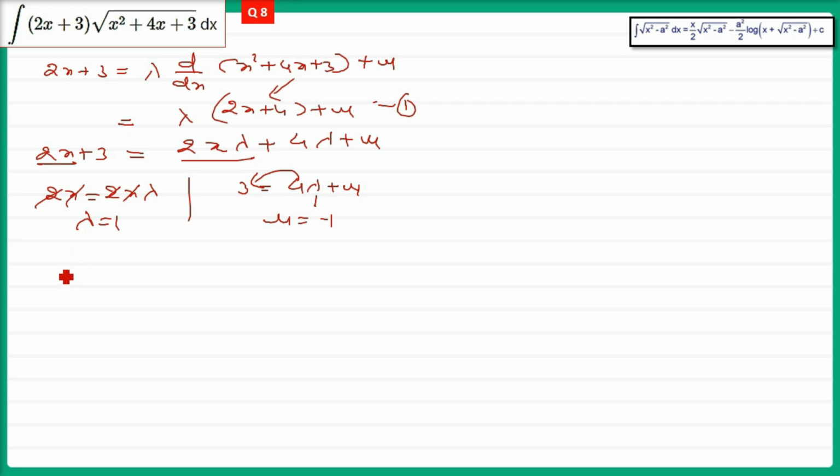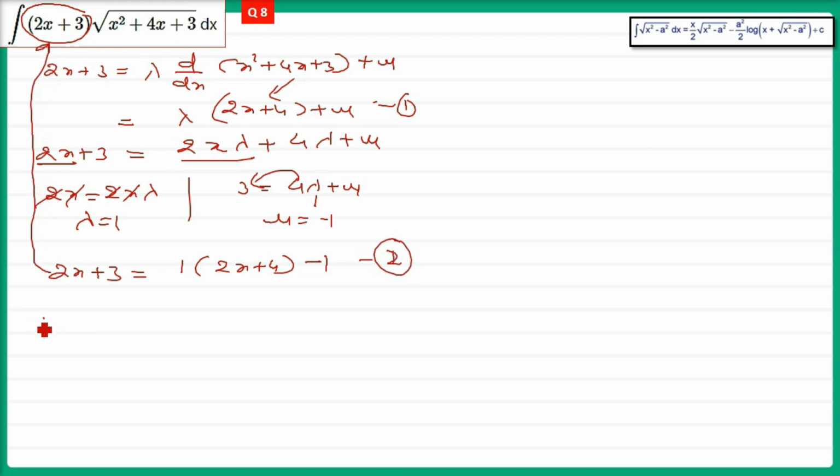So in equation number 1, just replace lambda by 1 and mu by negative 1, and then you get 2x plus 3 in a form which is quite comprehensible and can be put in the integral so that we get an easier integration result. So I'm writing 2x plus 3 as 1 into 2x plus 4, minus 1. Don't remove this 1 in front of 2x plus 4, you'll see just now. Integration is of the whole expression. It's 1 into 2x plus 4 and minus 1. So this is just 2x plus 3.